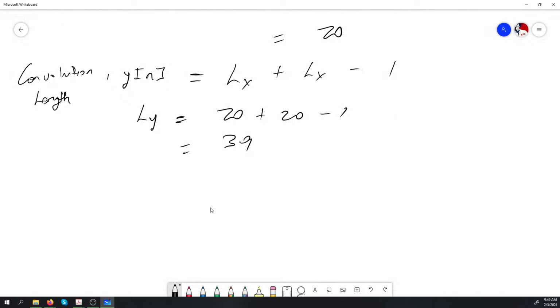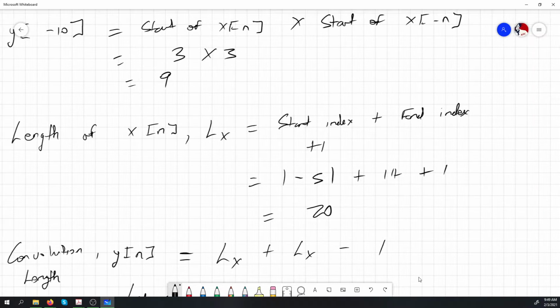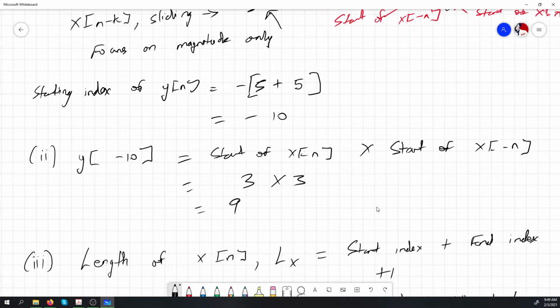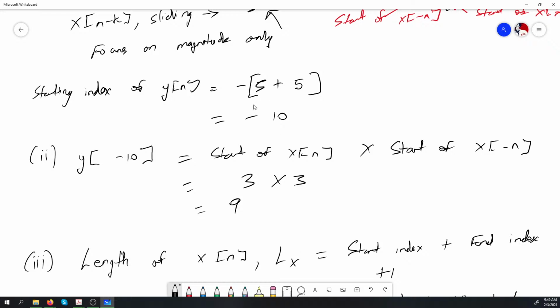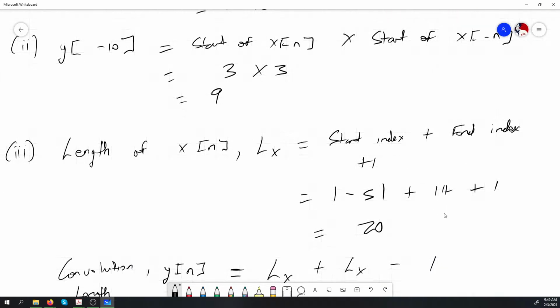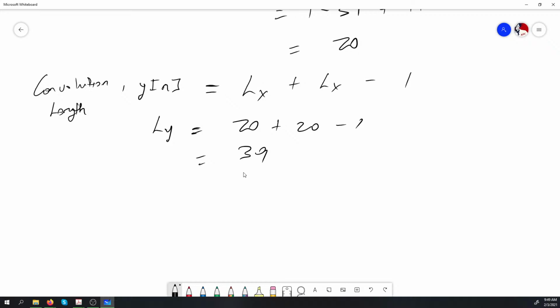We had that convolution equation from the previous question. Now, we also need to factor in our start point to figure out what's going to be our endpoint. So the starting index here was at -10. And we know the length of our convolution is 39. So that means our end index of y of n is going to be L of y plus the start index of x of n.